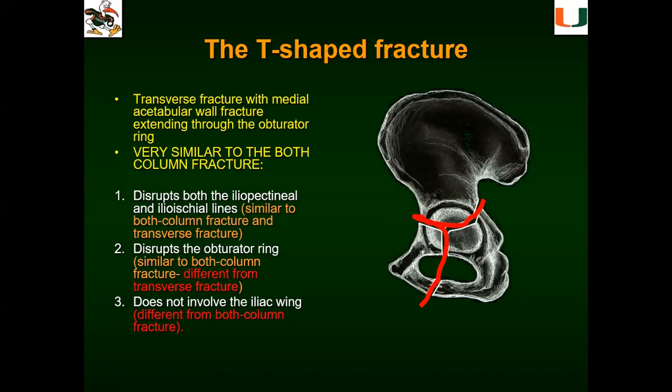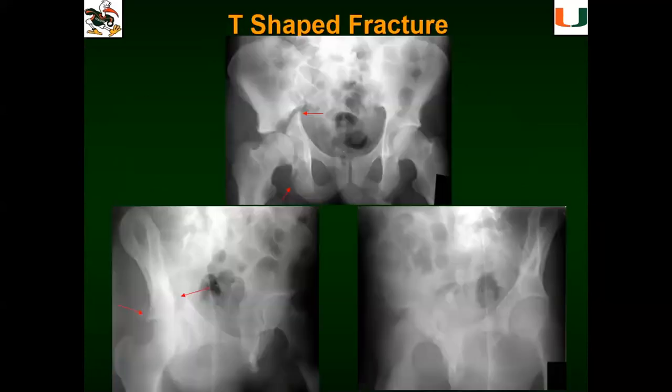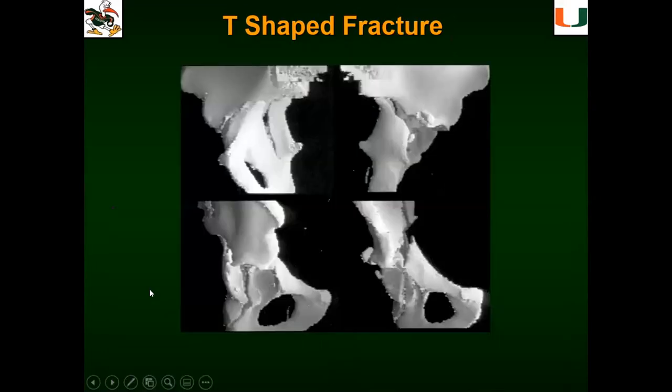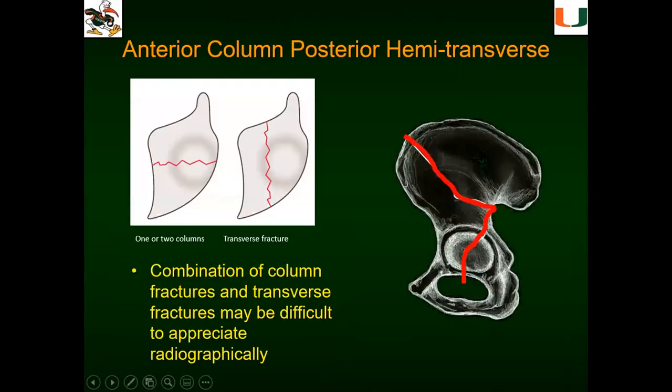The thing that distinguishes this fracture from a column fracture is the fact that it does not involve the iliac wing, and you should not see a sciatic buttress or the spur sign. You should not see that. So here's the T-shaped fracture. Again, it's a displaced T-shaped fracture. There's disruption of the ilioischial and iliopectineal line. But in addition to that, you have that vertical fracture component extending into the obturator ring. Again, the iliac wing is spared and you do not see the spur sign. And here is that on 3D.